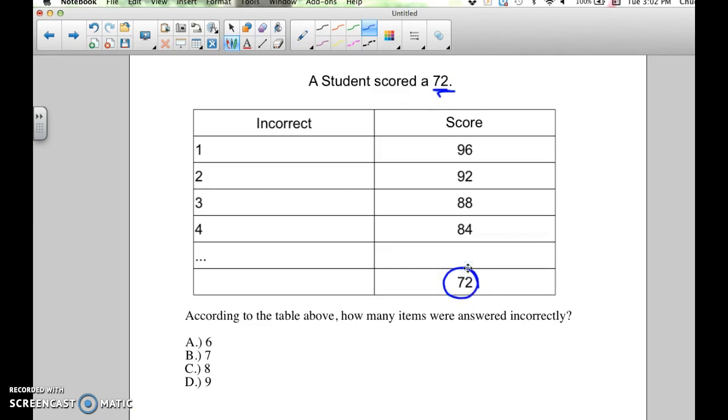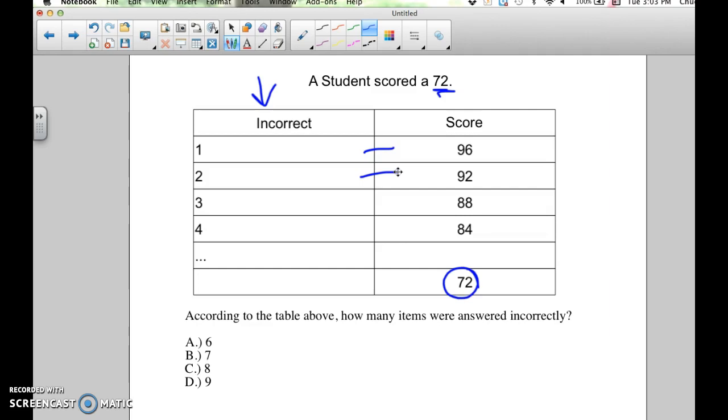My question says, according to the table above, how many items were incorrect, which would be in this box? How many questions were answered incorrectly? How do we do that? What do we do? Because 1 is a 96, 2 is a 92.